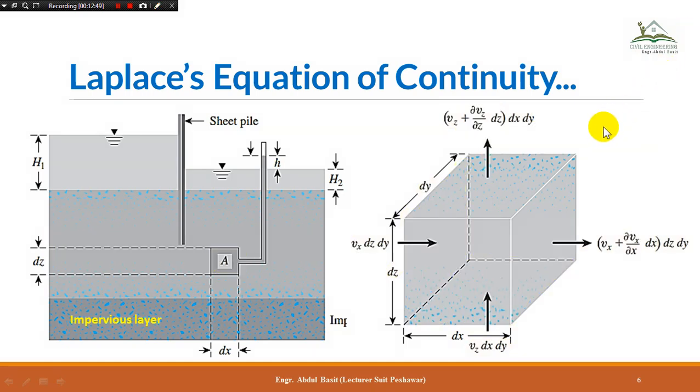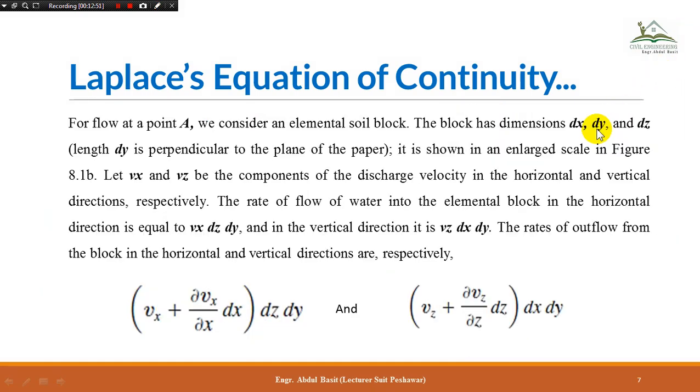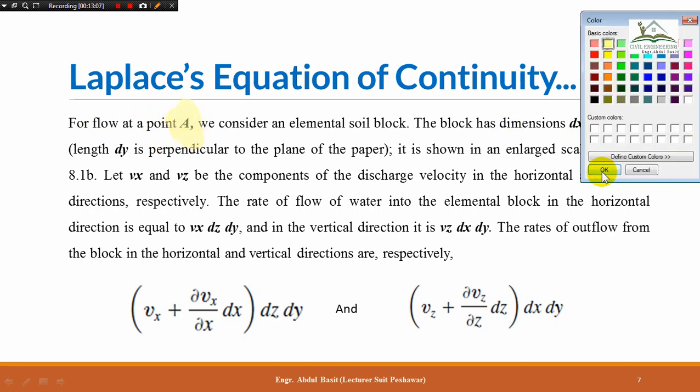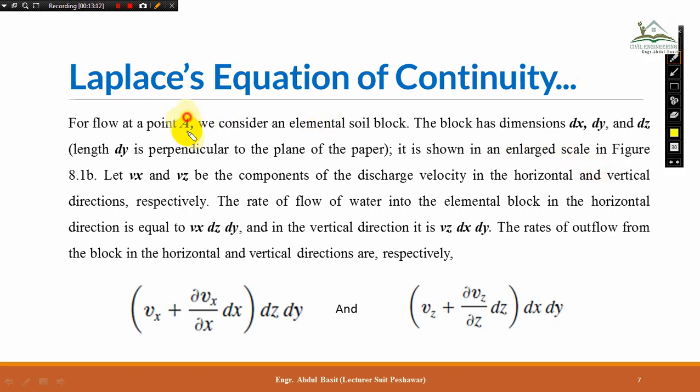Now let me talk about this derivation. All these things are given as I was discussing earlier. You can see that for flow at point A, this discussion is about point A. Let me change this color to make it a bit more visible to you. Now consider an element, the block A, as I've already told you, having dimensions dx dy dz. This is the same discussion. Dy is perpendicular to the plane, out of the paper.